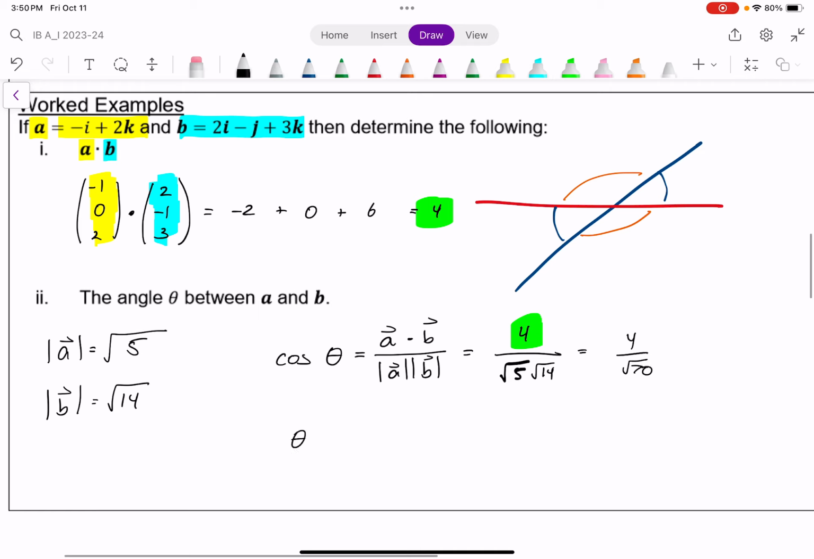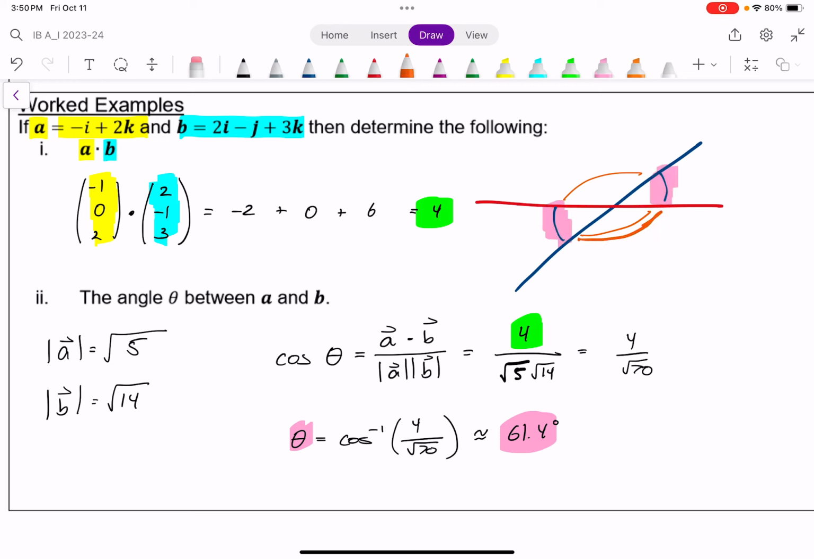That means the angle itself will be the same as the inverse cos of 4 over √70. And we can think in radians or degrees. I'll think in degrees here. We get approximately 61.4 degrees. And so that angle there is this acute angle I'm showing here. Although we could subtract from 180 if we want to think about the obtuse angle. Although generally by convention we focus on the acute angle.